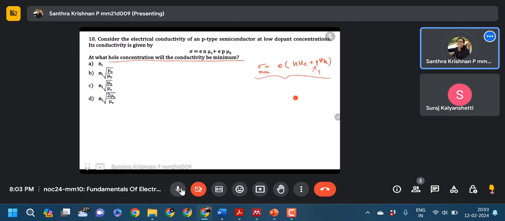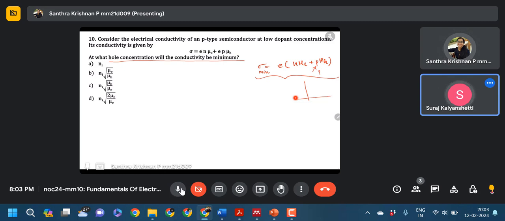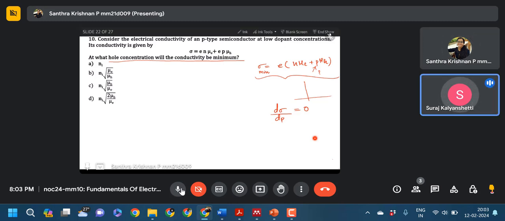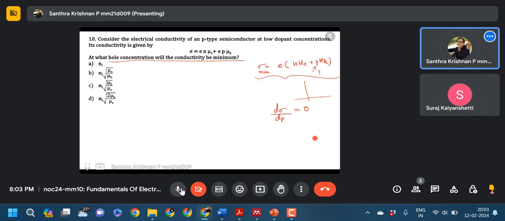Correct. In basic mathematics, we know there is something known as local minima and global minima. In order to find the minimum value of sigma with respect to p, we have to find d sigma by dp and equate it to zero. Suppose it was n minimum, we'd have to differentiate with respect to n. Since they are asking for hole, we have to differentiate with respect to p.